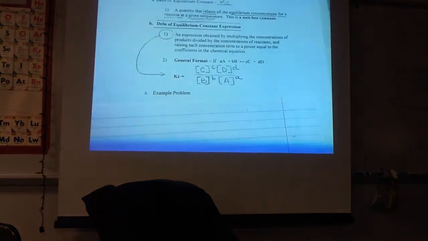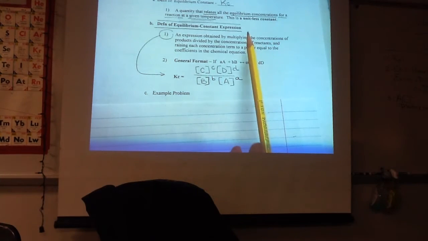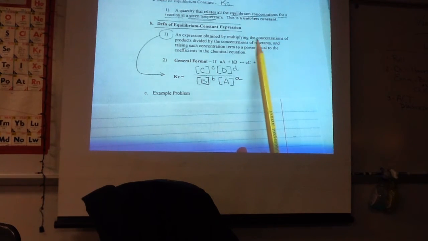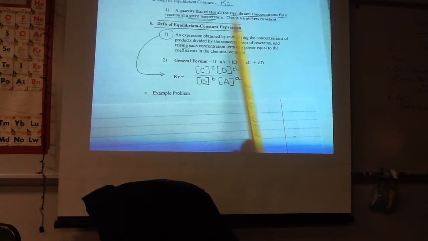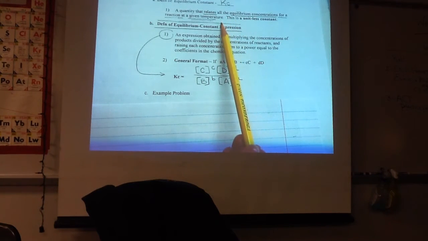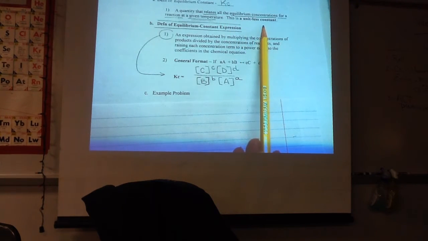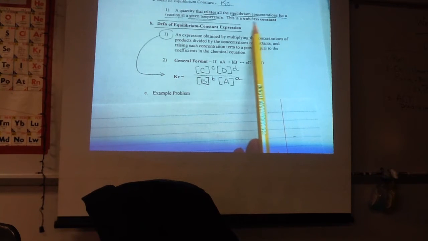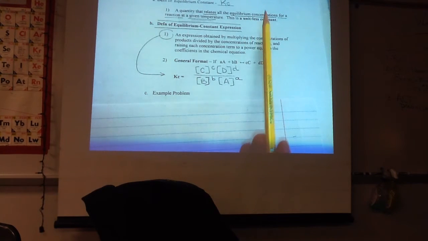So, K, the first K you're going to get introduced to is Kc. Kc is the equilibrium constant value. And basically, it's a constant when we're working with moles per liter. And it relates all the equilibrium concentrations of the reactants and the products at a given temperature. It is temperature dependent, and it is unitless, so that's a good thing. Do not put units on your K, it's unitless.